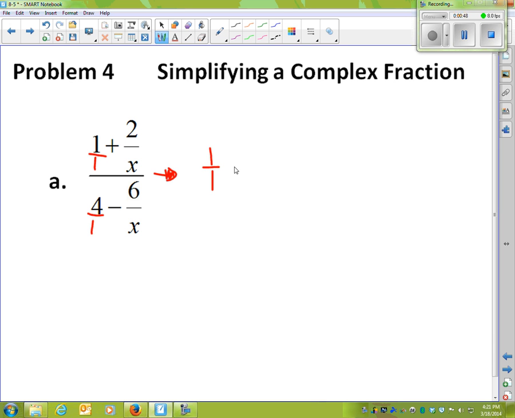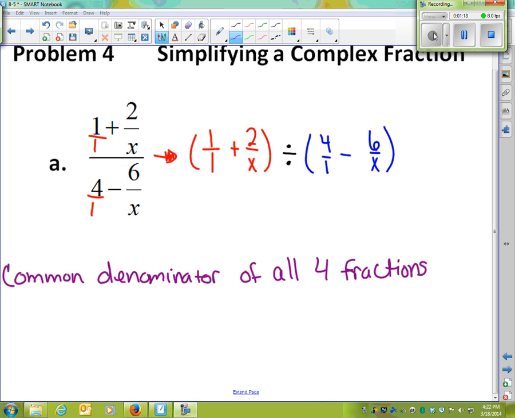So I'll go 1 over 1 plus 2 over x and group those as the numerator, divided by 4 over 1 minus 6 over x, and group those together as my denominator. So I need to come up with a common denominator that's true for all 4 fractions. That common denominator is going to be x.